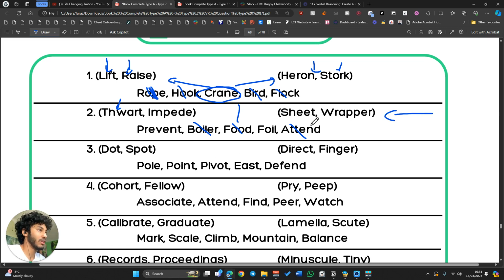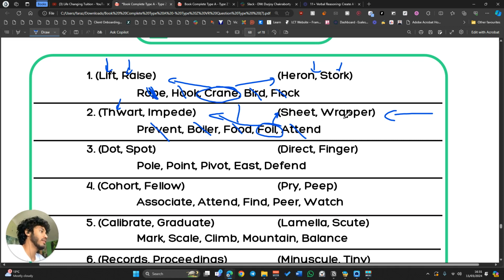And if we look at this one, a sheet and wrapper, any of them that match. Well, prevent isn't a type of sheet or wrapper, but foil is. So there we go, we've got one that matches both of them. And if you missed foil, you might have been left with just prevent, and then you can quickly look at this and see that prevent doesn't really work against sheet and wrapper, so you have to try again, right?